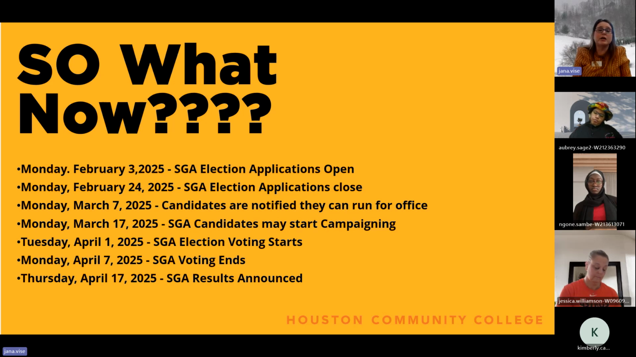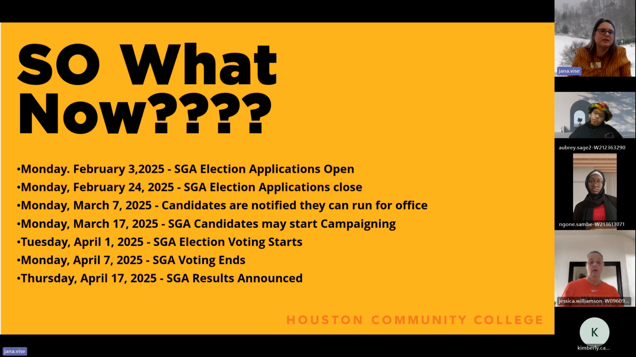And then we have to go through and do grade checks, make sure you're running for all the correct campuses and stuff. And then we notify everybody that they can run for office if they're eligible, or let them know that maybe they need to be running for a different campus. That does happen sometimes.